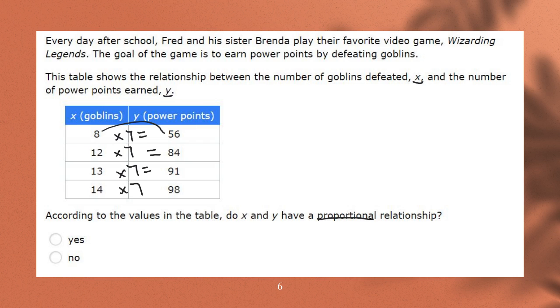Yes. So since on each one I multiply by the same number, that means that yes, it is a proportional relationship. And our constant of proportionality would be 7 because that's what I multiply by each time.